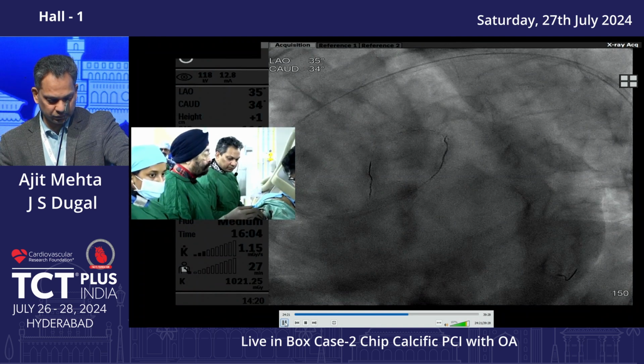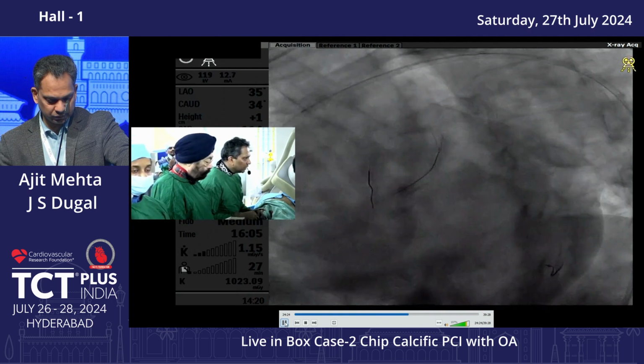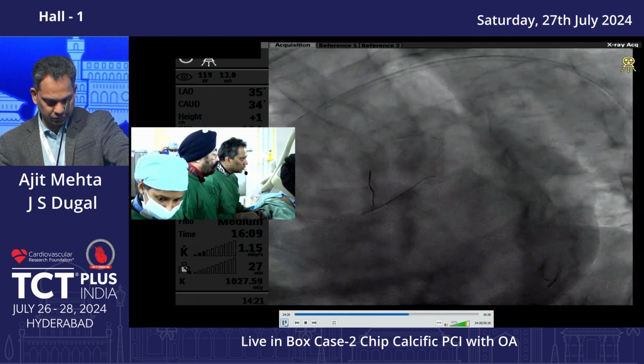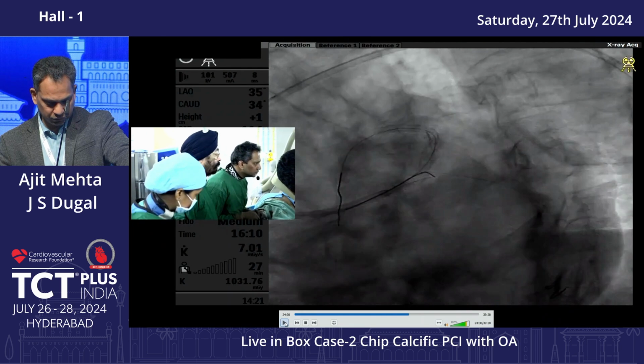Give me another talker, please. Can we have a little zoom picture? Here you can, yeah, it is in the distal. Just take a record. Yeah.